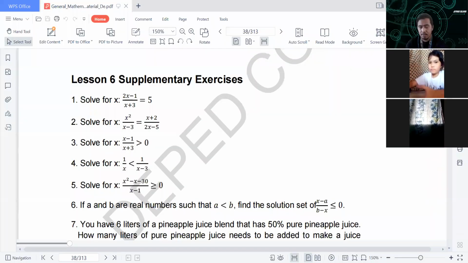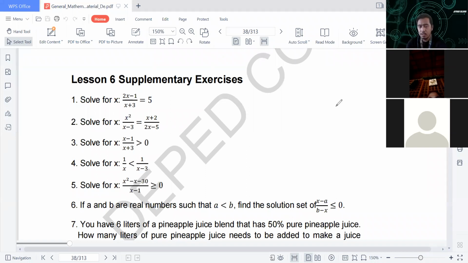Share my screen and kindly tell me if you can see it. Okay, can you see my screen now, class? Can you see it? Loading. Okay, just tell me. Not yet, sir. Ana? Nana, sir.